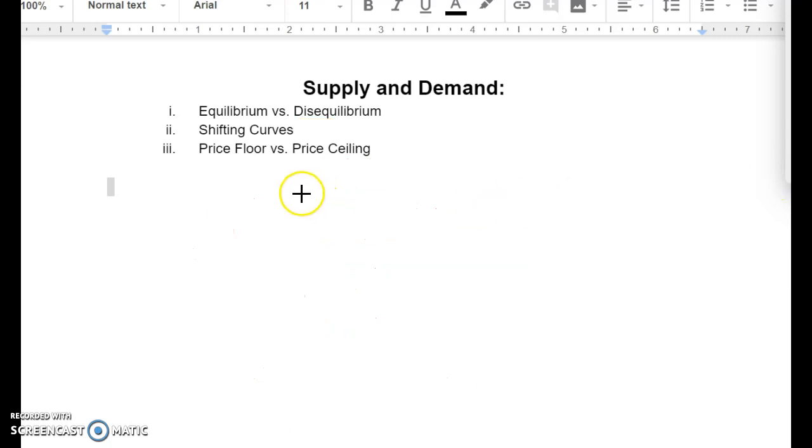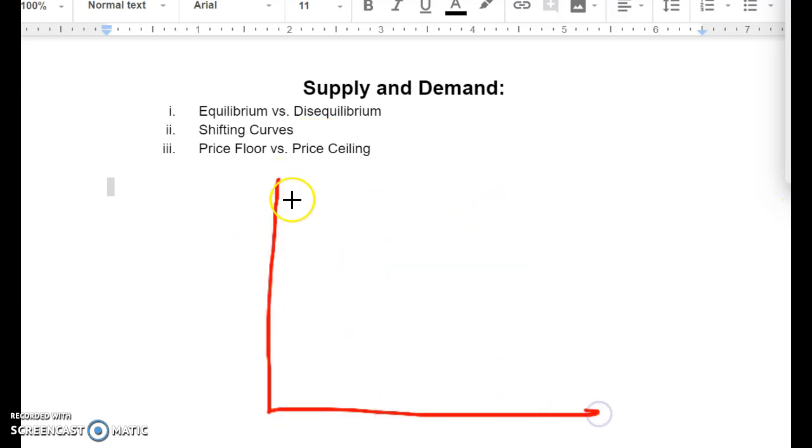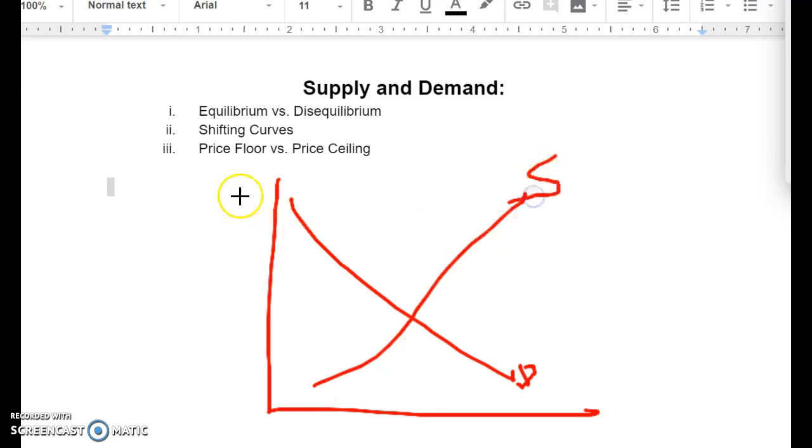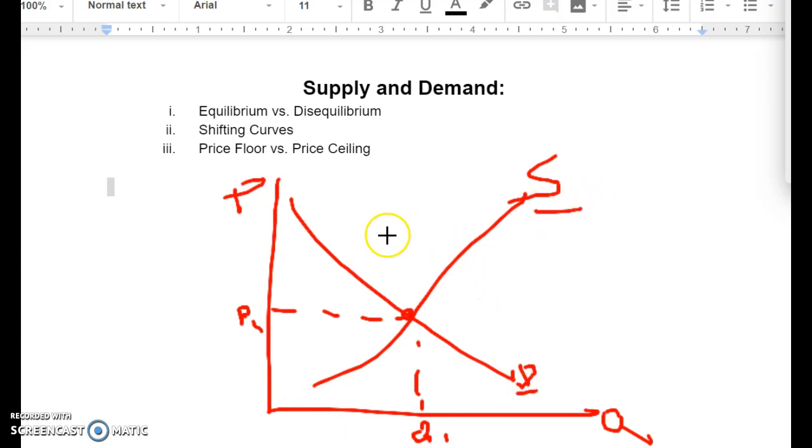Okay. Second thing you need to know about these is shifting curves. So we have our demand, we have our supply. Ooh, that's a bad supply curve. We have price, we have quantity. We have our initial equilibrium here, P1, initial quantity here, Q1. And then they'll say, hey, this happens, how does it affect the market? You need to know your determinants of demand and supply. So that's in your notes, go over them.